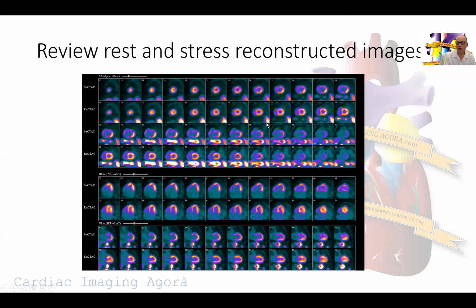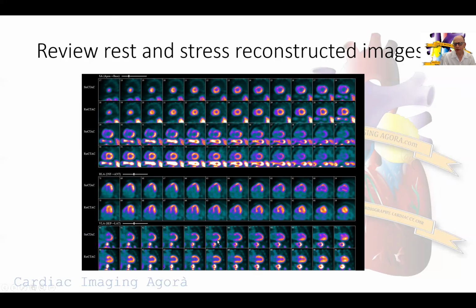Now we go to simplify our life. I never look at all these images together. I don't look at the rest, stress, and FDG all together. I look at the rest and stress first. It's much simpler. It's a better way to assess ischemia, fixed defects. So don't confuse yourself and put all the images together on the same screen.